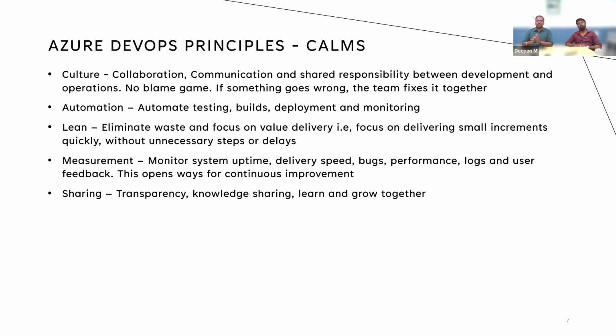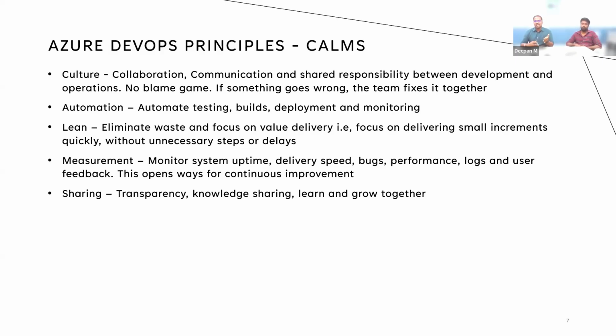Why do people want to adopt DevOps? Because of these reasons: culture, automation, lean, measurement, and sharing. Culture is about enabling collaboration between the development and operations teams, so they work in synergy and can take things seamlessly to different environments. No blame game. Traditionally, developers would complain that something works on their machines, whereas operations would complain that it is not working, and the developer had to fix it. Collaboration and communication help resolve that problem.